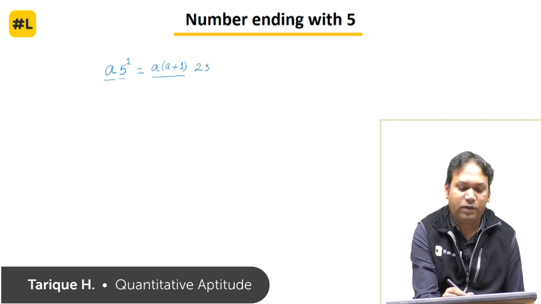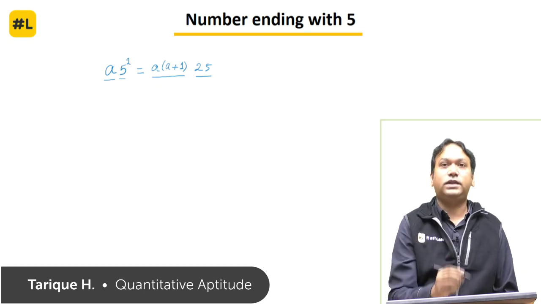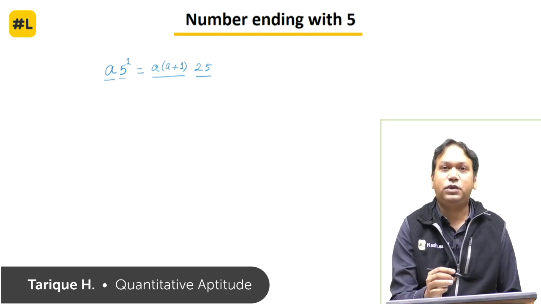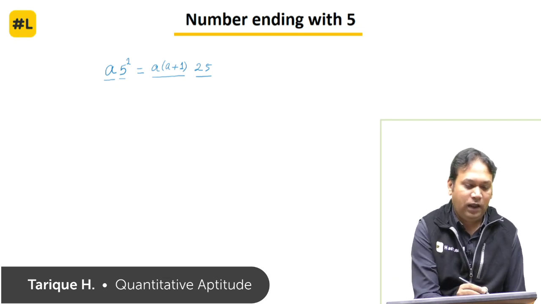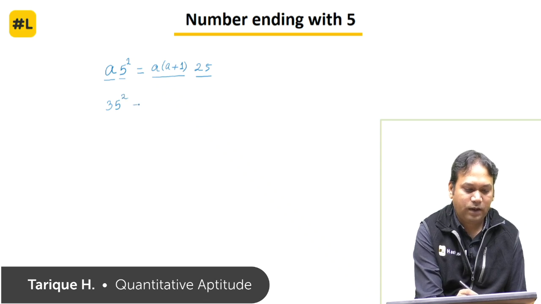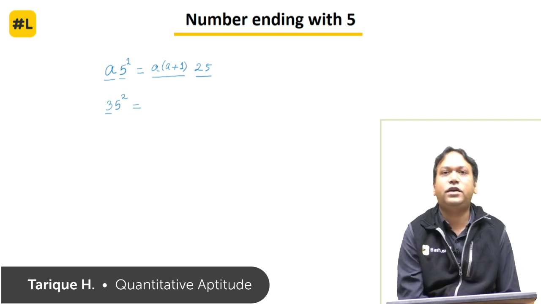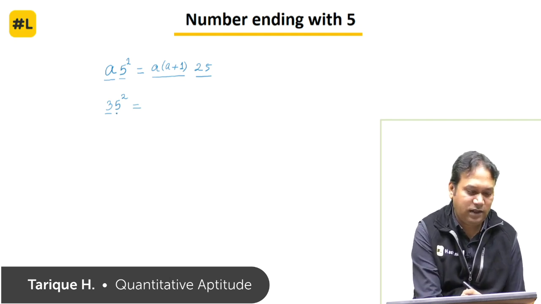What is the square of 5? 25, and this will give you the answer. Now, doing this will take maximum 2 to 3 seconds. Let us see. Suppose I want to find out what is 35 square. Let us start from 35 square. Now, see here, what is your A? This is your A, 3 is your A, and the last digit is 5.